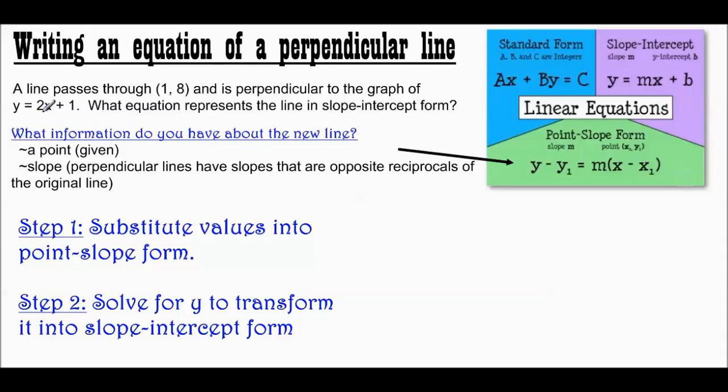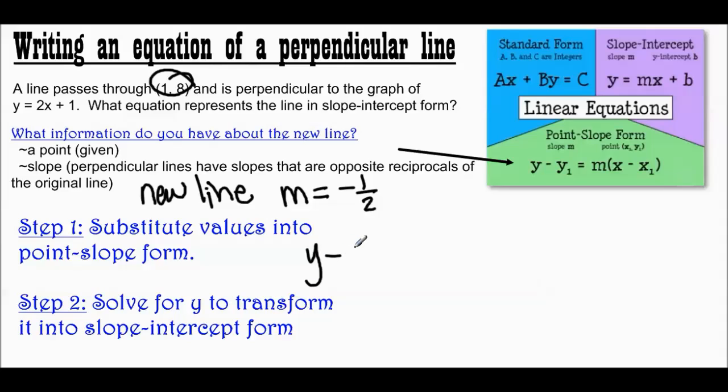The slope of the original line was 2. So the new line would have a slope of negative 1/2, because I would flip that over to its reciprocal and change it to its opposite. So we're going to substitute these new values into point-slope form. There's our point, (1, 8). We're going to use it. So y minus the y value of 8 equals negative 1/2, because that's the negative reciprocal of the original line slope, times x minus 1.